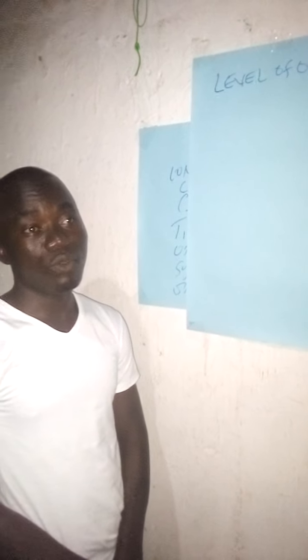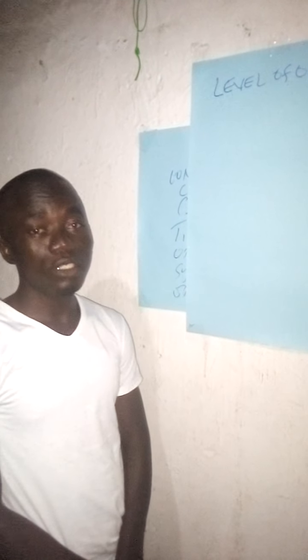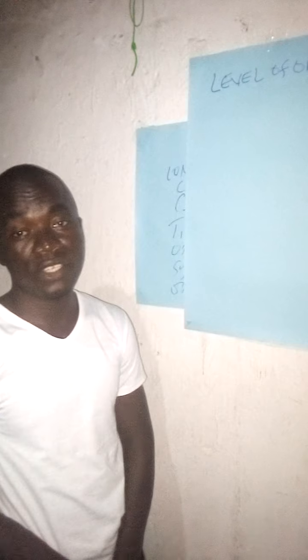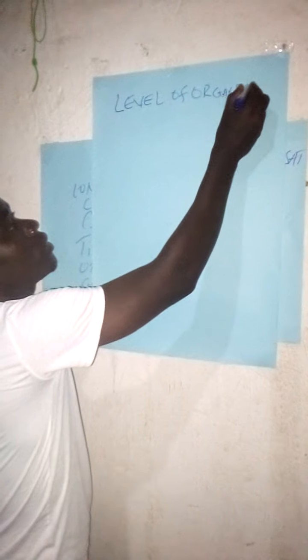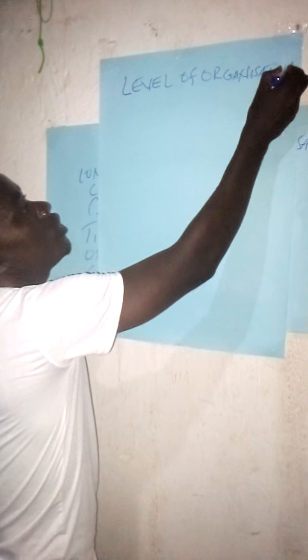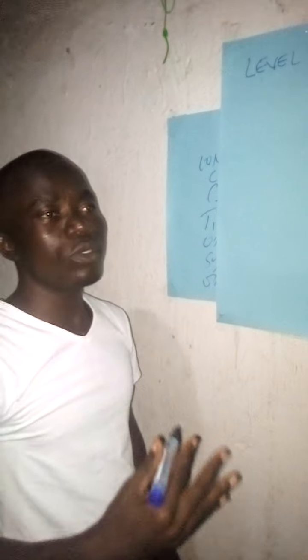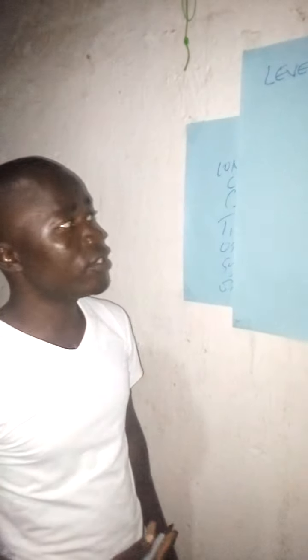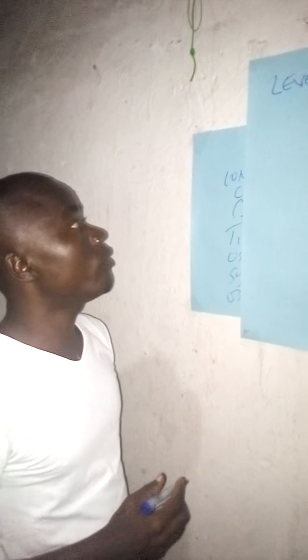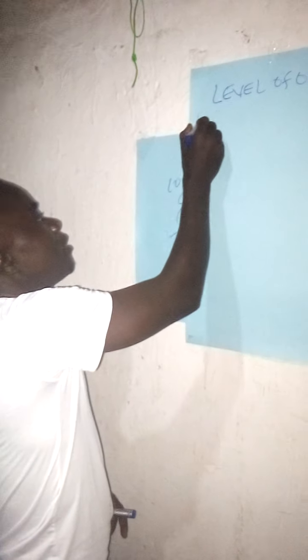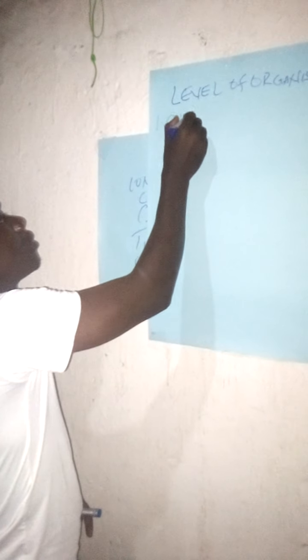When you are talking about anatomy and physiology, you have to know what we call the levels of organization. The level of organization is about the stages in which life begins up to the last stage. That is what they are talking about. If we look at this level of organization, it starts with the chemical level.